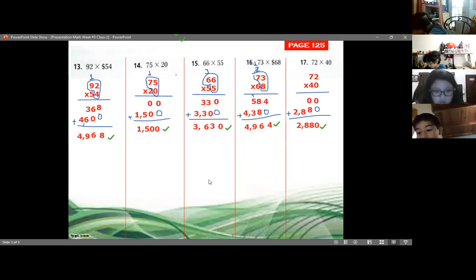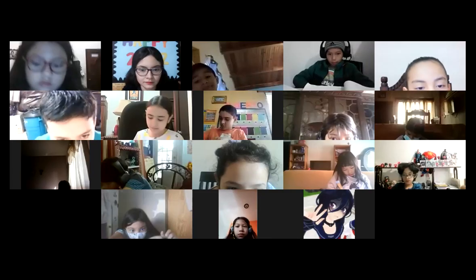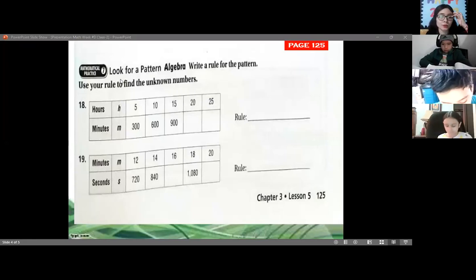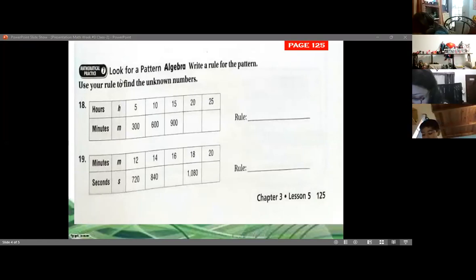Okay, did you finish number 17? Okay, let's work on number 18 and number 19 together. Now, use your rule, it says, to find the unknown numbers. As you can notice, in this chart we have some numbers that we know, to identify and write a rule. It says hours and minutes. Hours stands for letter H and minutes for letter M.